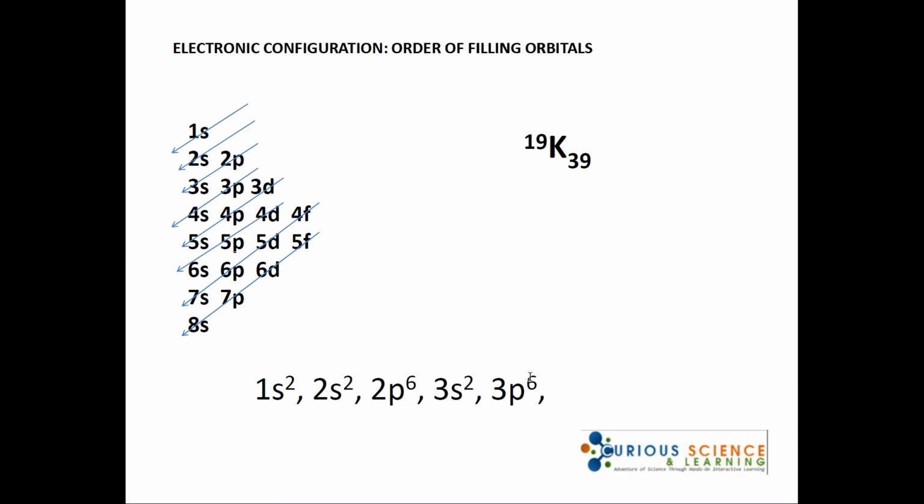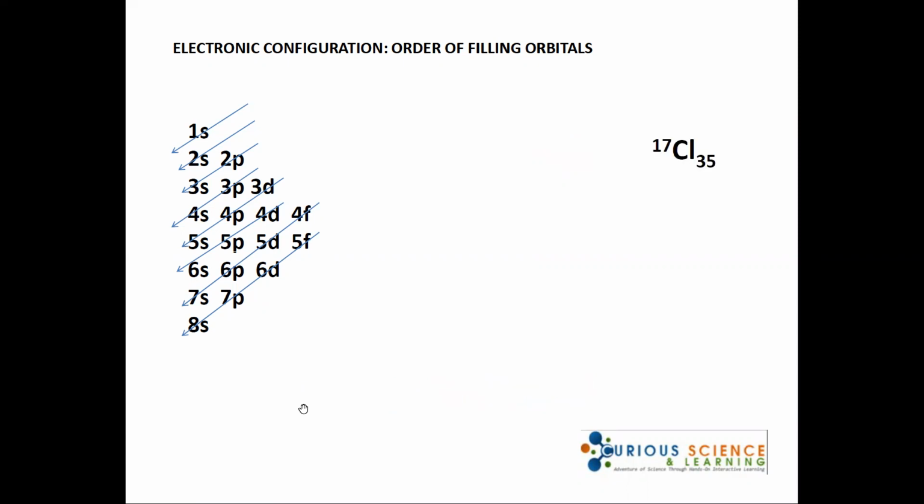So I have 1 electron left. After p, the next is s, so it will go to the 4s. This is 4s1 because 1 electron is left. All together 2, 2, 4, 6, 12, 18 plus 1, that's 19 electrons. So this is the electronic configuration of potassium: 1s2, 2s2, 2p6, 3s2, 3p6, and 4s1.